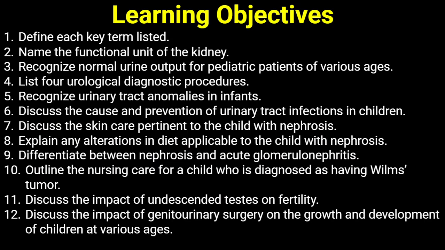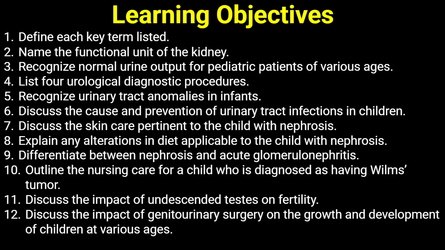In this chapter, we'll examine common pediatric genitourinary disorders and how they affect kidney function, urinary elimination, fluid balance, and growth and development. We'll begin with a review of normal pediatric renal anatomy and physiology, including the nephron, normal urine output, and common diagnostic tests. Understanding normal function will make it easier to recognize abnormalities.